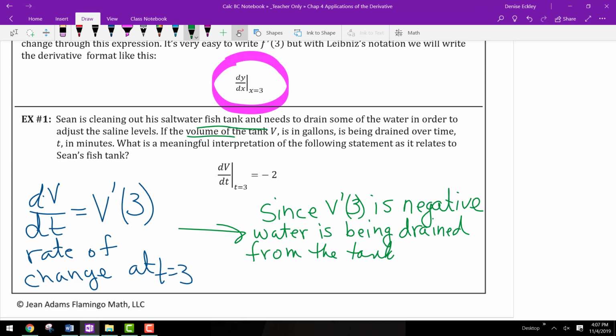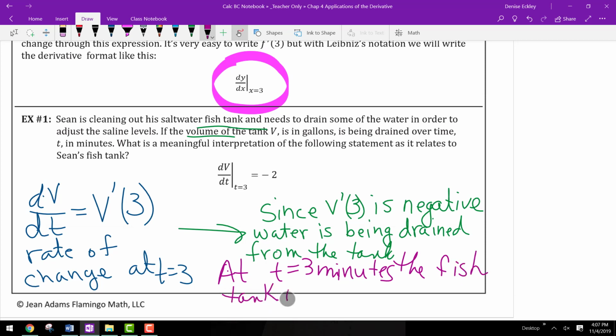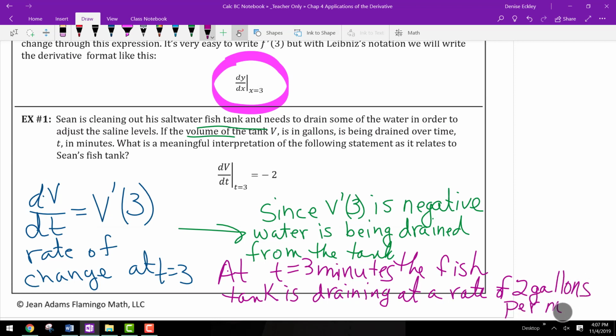So what we would say is, at t equals 3 minutes, the fish tank is draining at a rate of 2 gallons per minute. You want to make sure you have the right units for everything. Okay, so that's our first example.